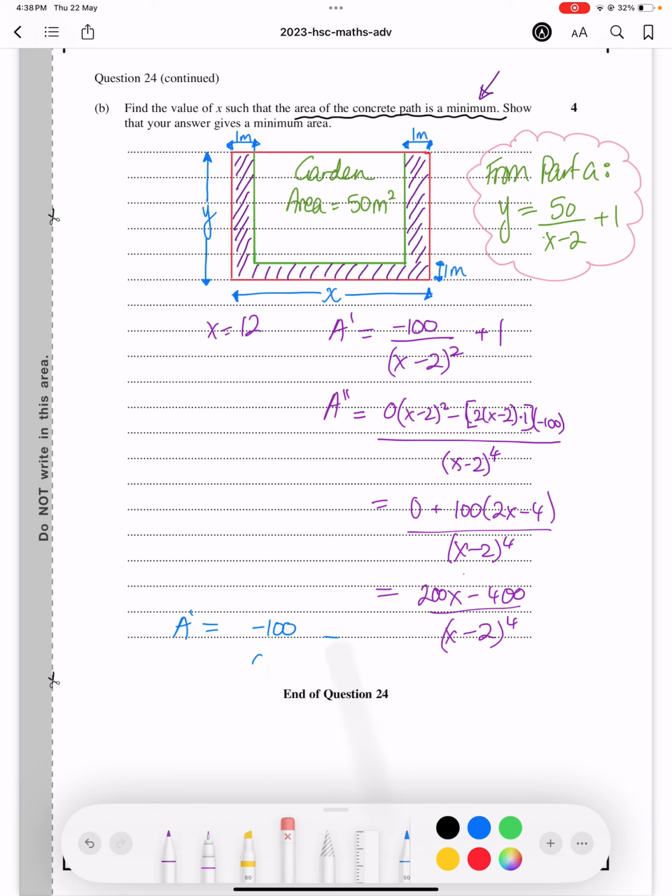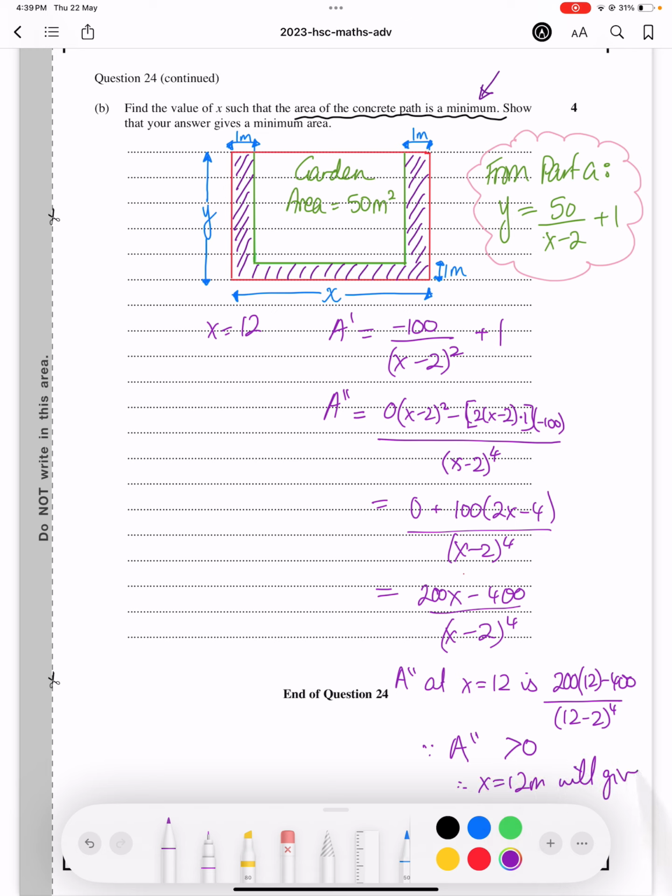And so now what we do is plug in our 12, and the result is greater than 0. So because A double dash is greater than 0, therefore x equals 12 meters will give a minimum area. And that is how to solve this question.